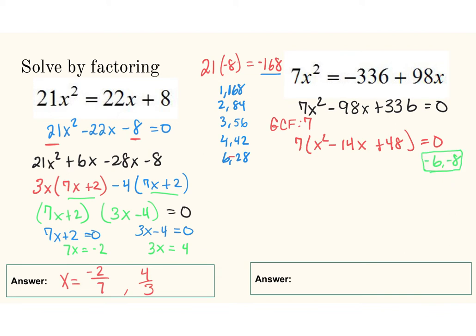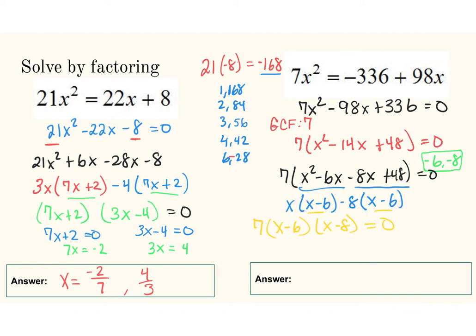So I'll rewrite my middle term as factors of those two numbers. And now I can factor by grouping. Once I've factored out my expression, now I can set each factor equal to 0 and solve. So my answer is x equals 6 and 8.